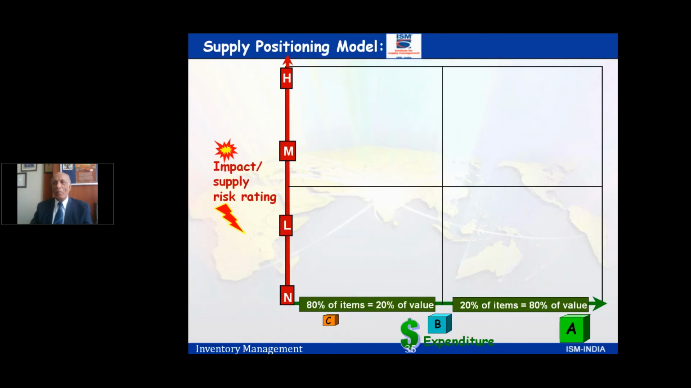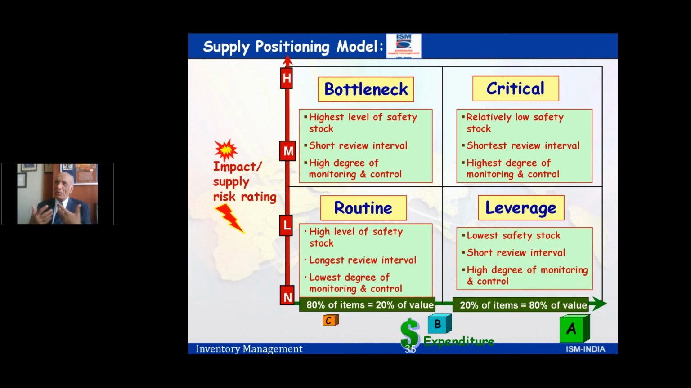This gives you a very common philosophy which we use in procurement. For every activity when I'm dealing with a supplier, whether at the inventory level or in procurement, we try to divide all our activities: are they routine items? Are they my leverage items? Are they my critical or bottleneck items?